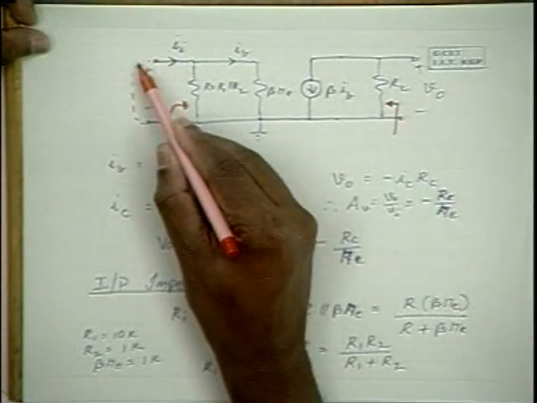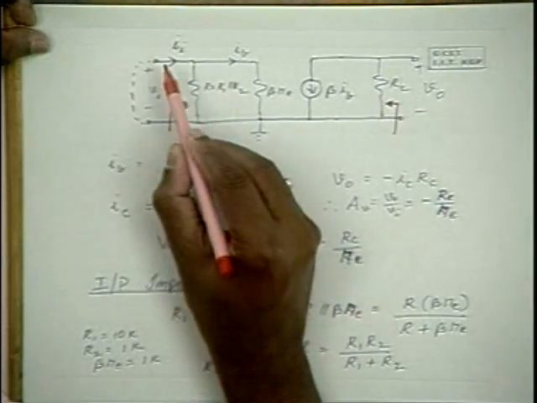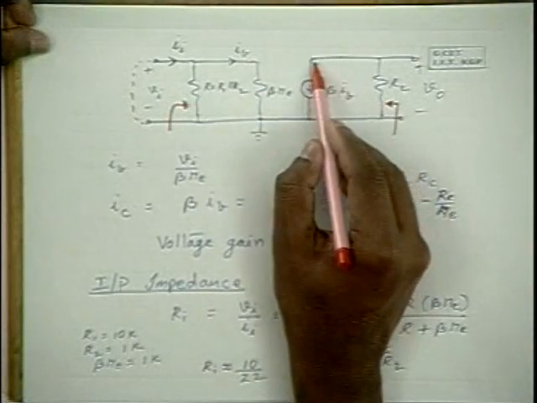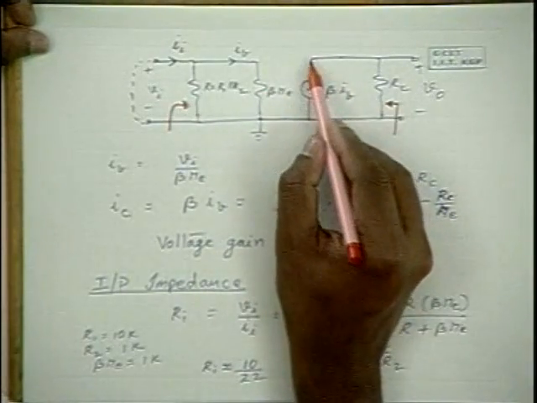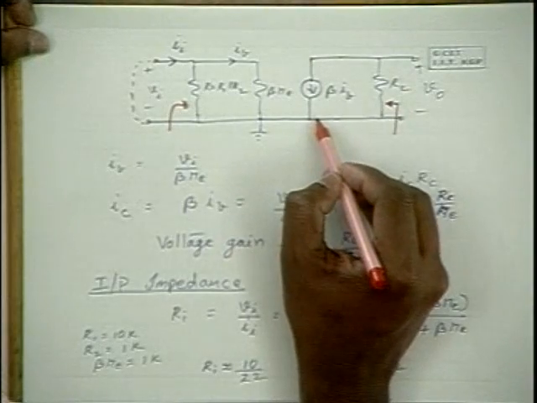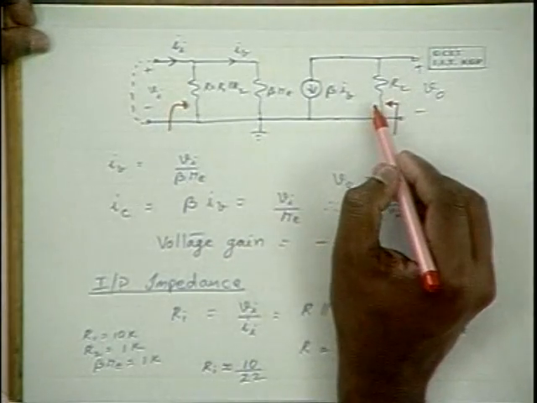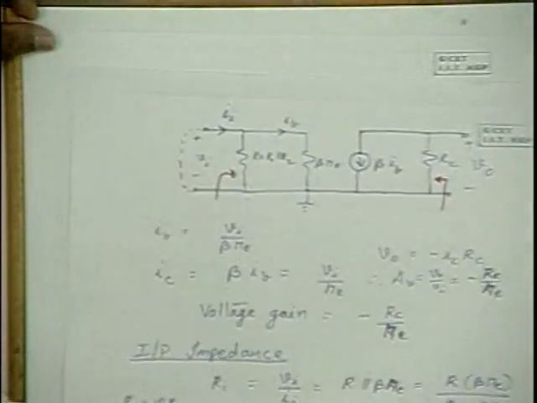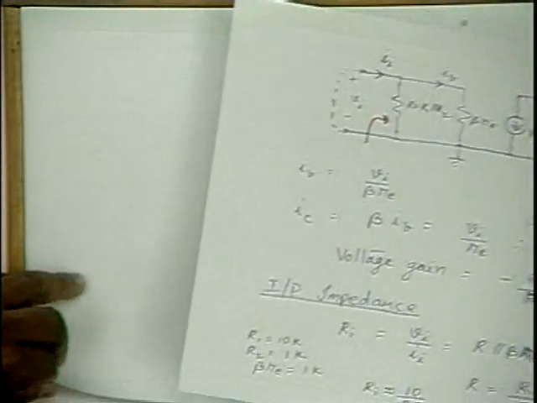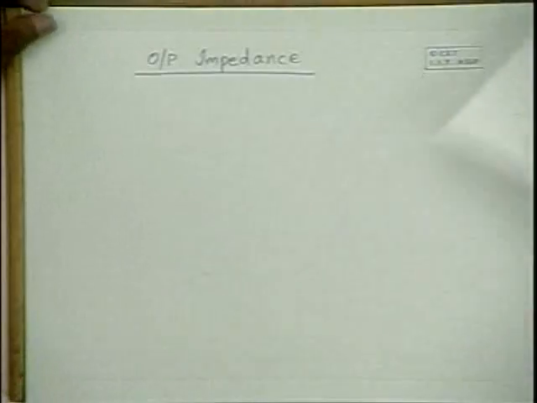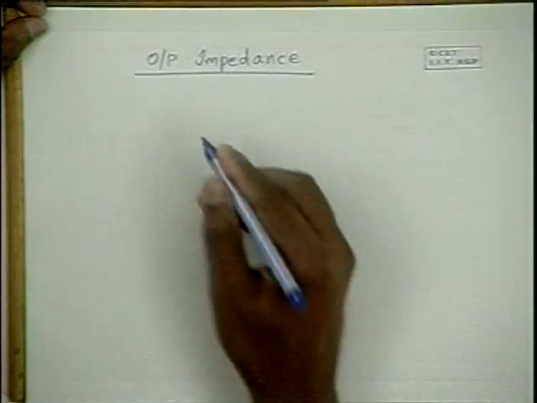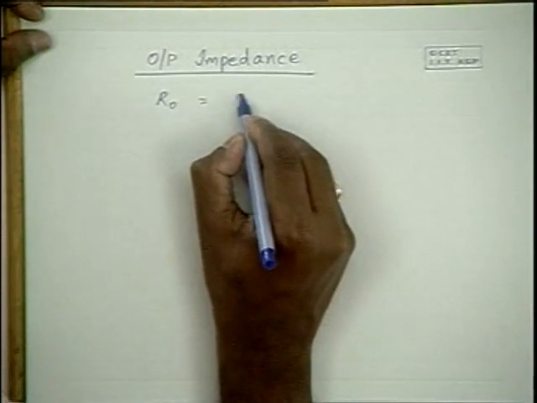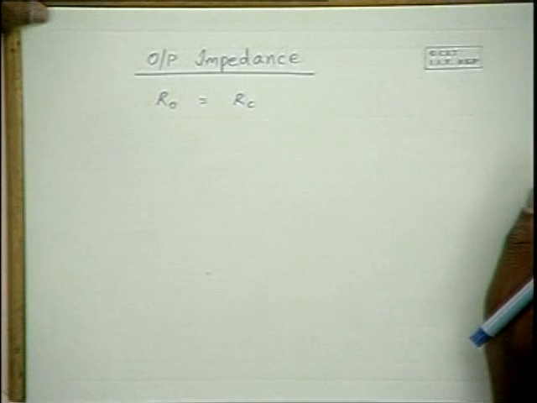Now when the input is replaced by the short circuit, there is no driving voltage here, therefore IB is 0, hence this current is 0. Current is 0 means it is an open circuit, and the impedance looking into these terminals is now RC. Hence, the output impedance in this circuit is RC, equal to RC itself.